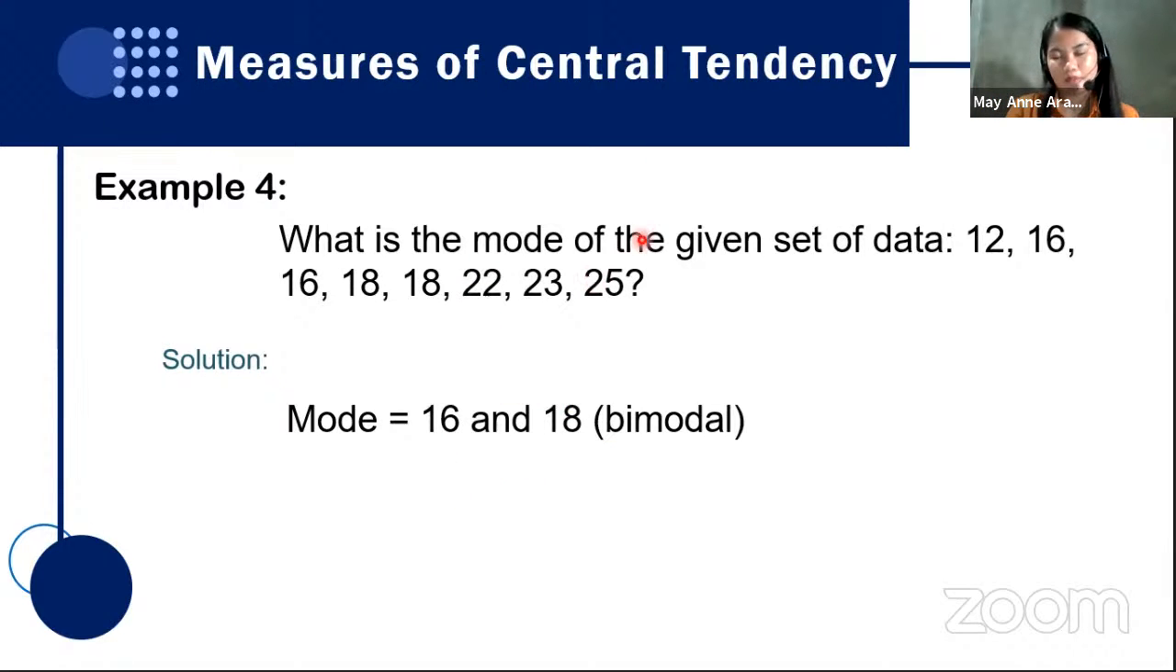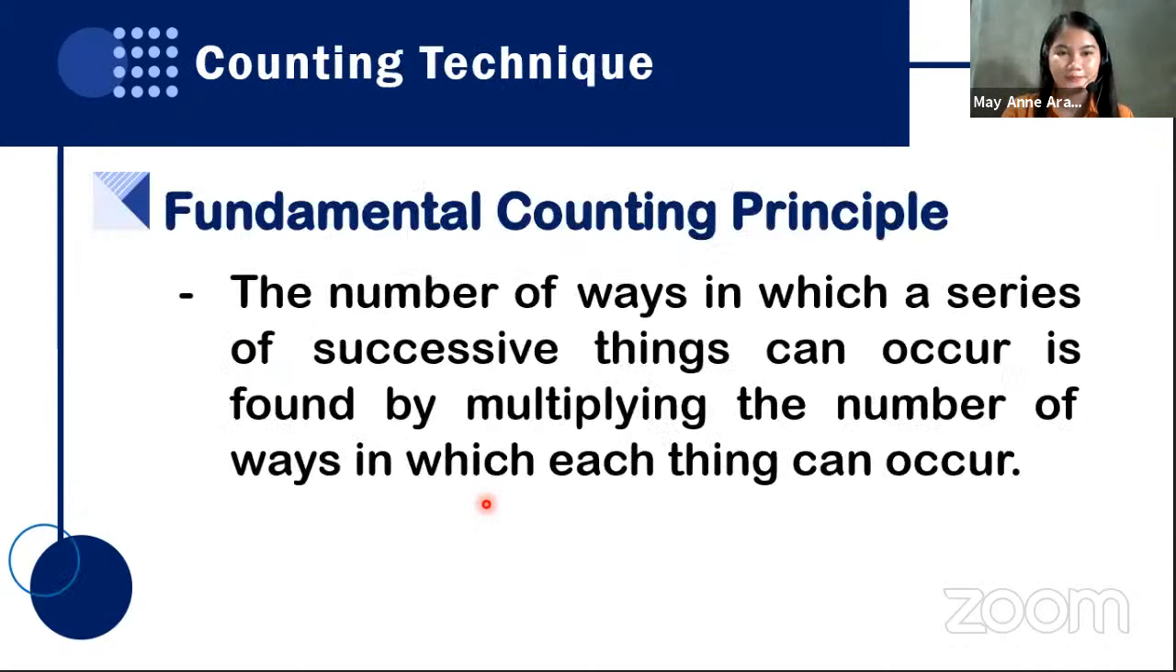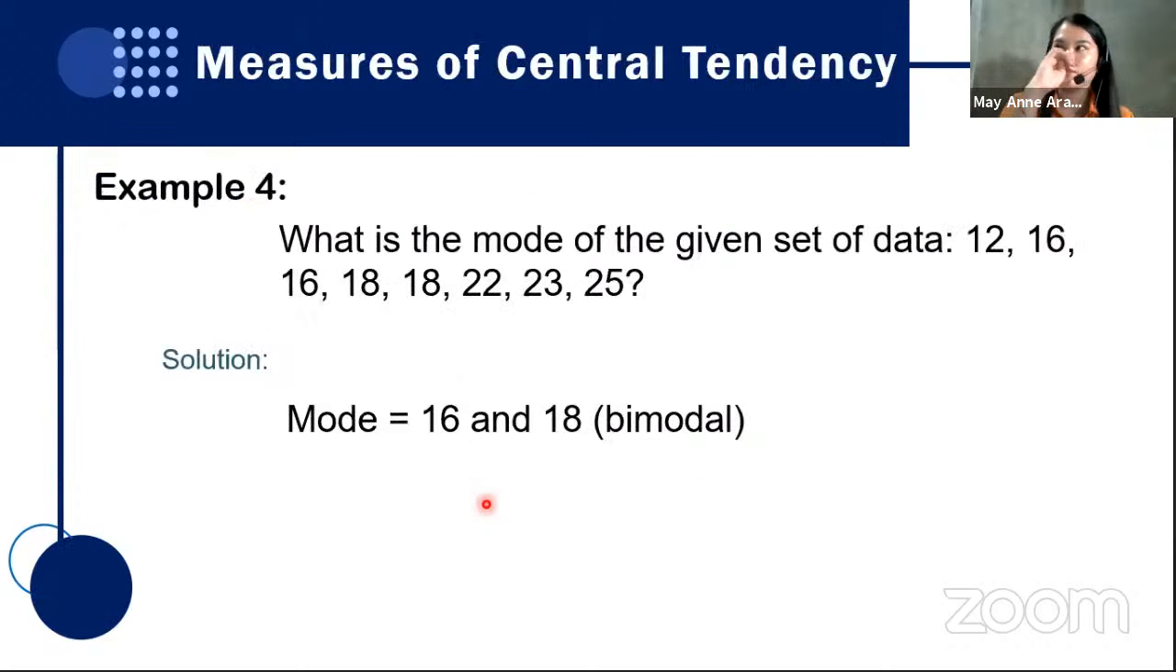And pag naman halimbawa, yung 18 nadagdagan siya pa ng isa, so ang mode na lang niyan is 18 since siya lang yung pinakamaraming beses na ulit. No, pag nadagdagan ng isang 18, magiging unimodal kapag isa lang yung mode. Okay? So yun lang yung mostly sa measures of central tendency, the mean, median, mode of ungrouped data.